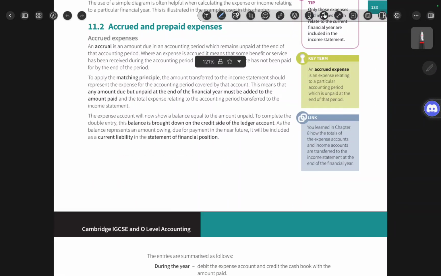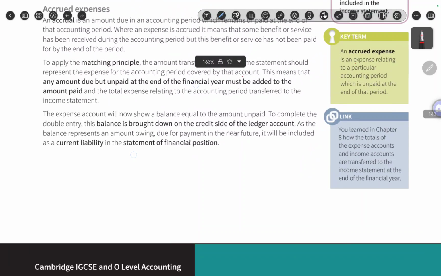So this was the definition of accrued expense. I already read it from the textbook. Then matching principal amount transferred to the income statement should represent the expense only for that year, only for the accounting period covered by that account. So like if it's 2024, then the expense should only be for 2024. Any amount due but unpaid at the end of the financial year must be added to the amount paid.